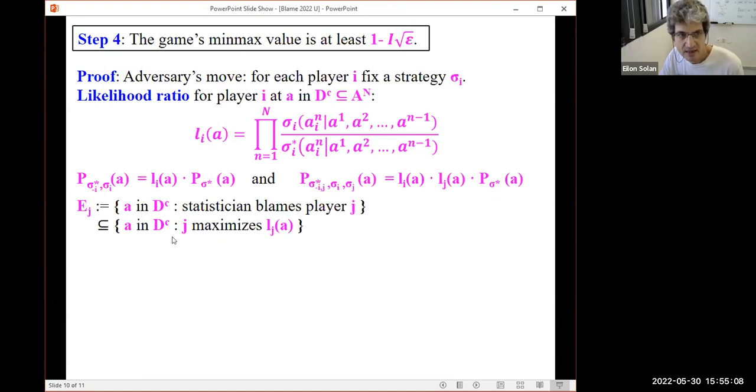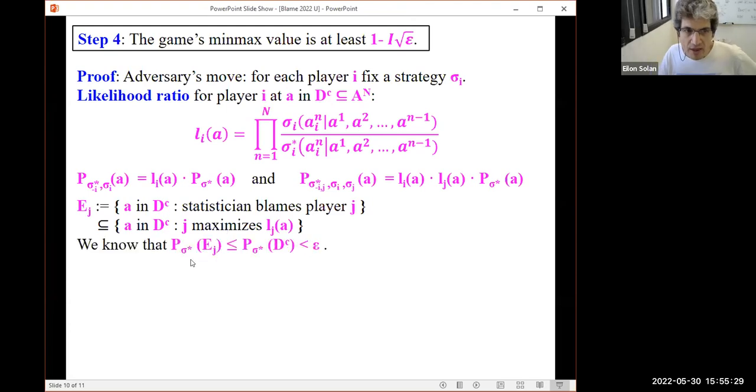And this is a subset of the realizations in which J is the player with maximal likelihood ratio, because there might be realizations where two players have the same maximum ratio, and then the statistician can blame only one of them.